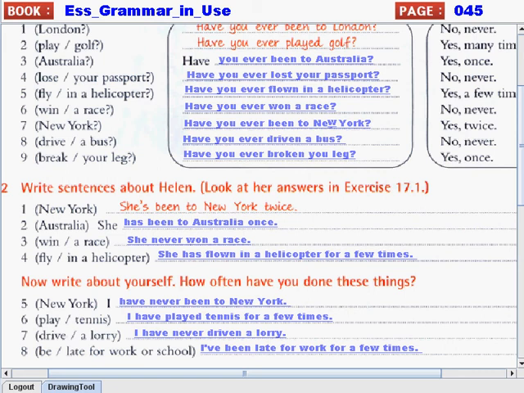Okay, students, I also did my part. I answered these questions on my own, and I will relate these things to you. Now, I can say that I have never been to New York, and I have played tennis only a few times, and I have never driven a lorry. Oh, by the way, lorry is a British word, which means truck. And also, I've been late for work only a few times. So how about you? How did you answer these questions? Did you do it in the same pattern as I did?